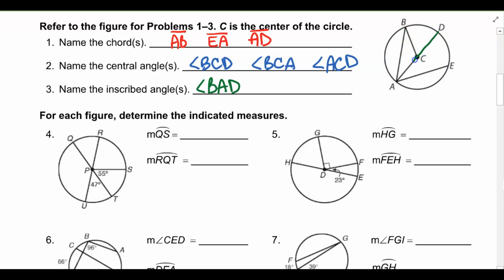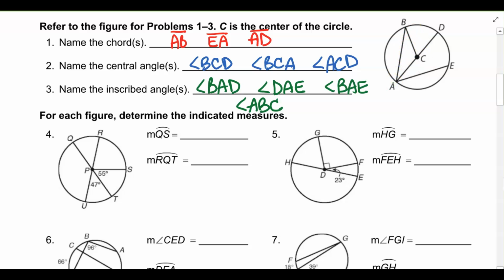Another one would be DAE. That could also be EAD or CAE or EAC. Another one would be BAE or EAB. There's actually another angle, ABC or CBA. And I think that's it.